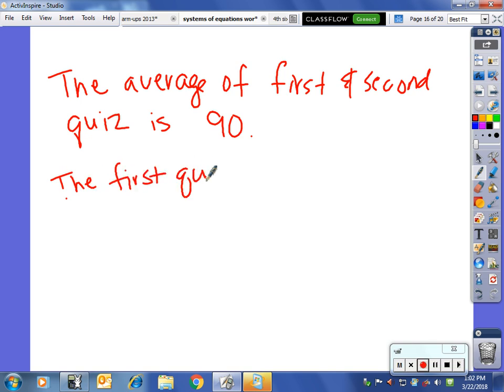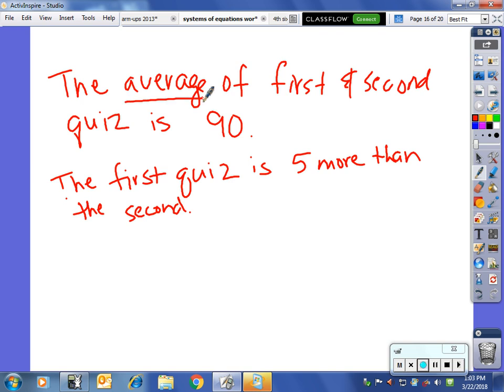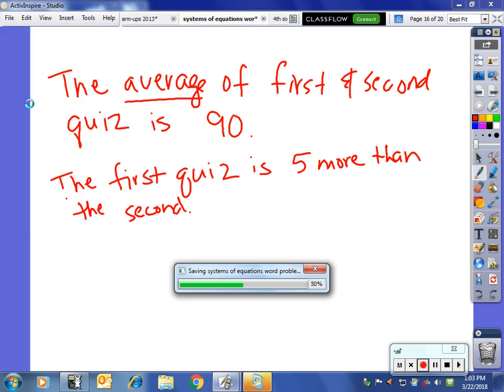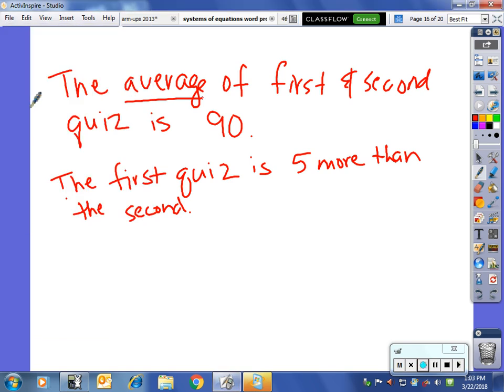All right, here's the system. This is a system of equations. We're going to write a system and then solve it. The trick here is this word right here. Okay, I know you can probably figure this one out, but I want to write a system.